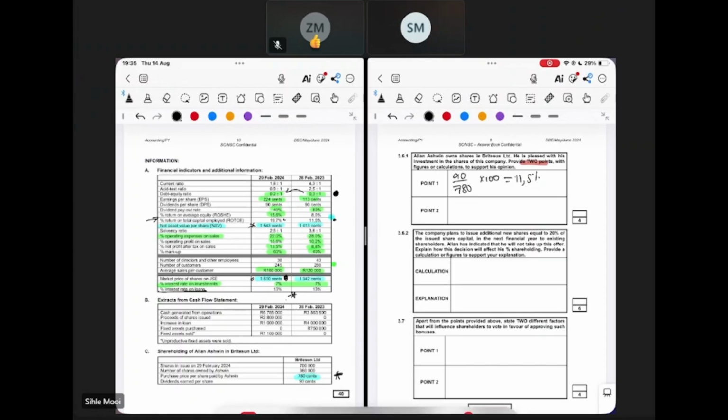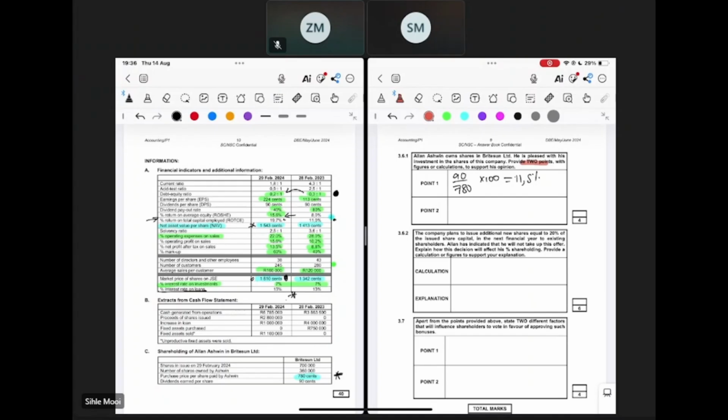And then we also need to look at what else? The returns. If we see here what happened to the returns, they increased from 8% to 15.86%. So that's another good thing that you would say there.